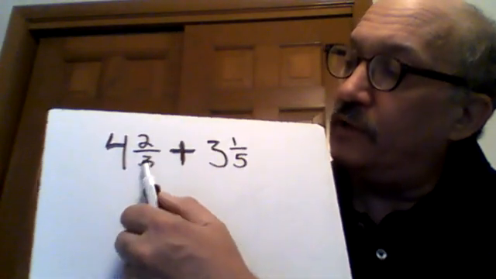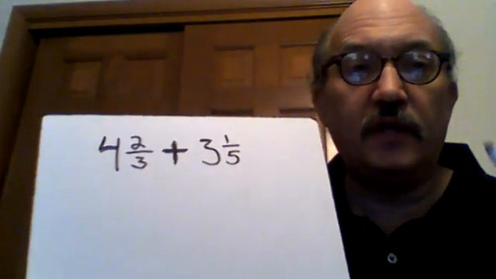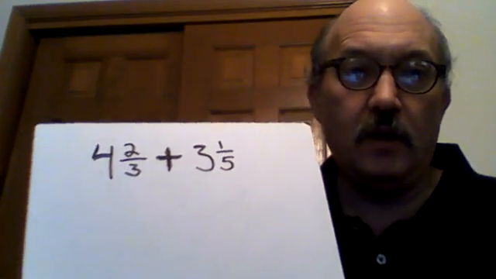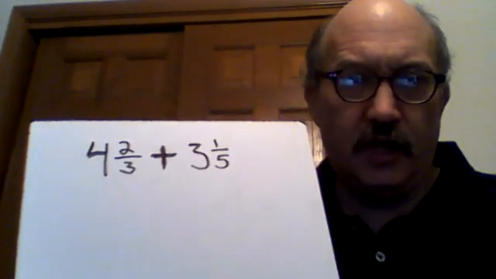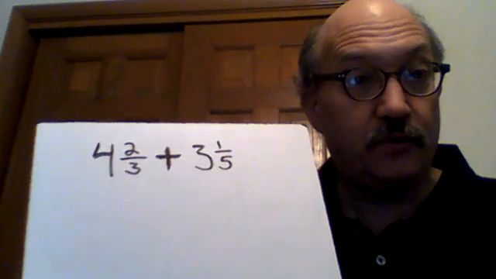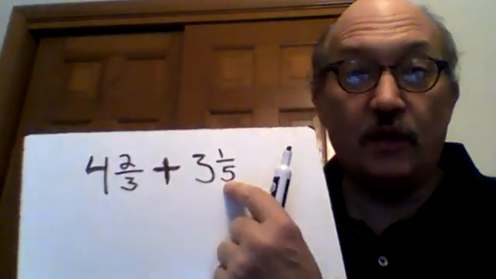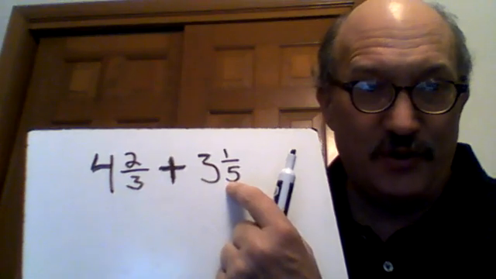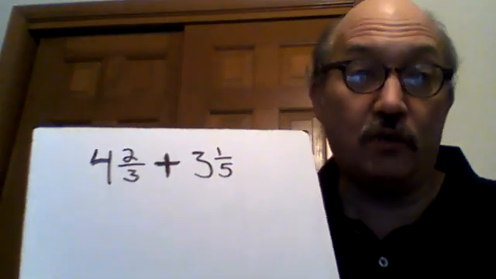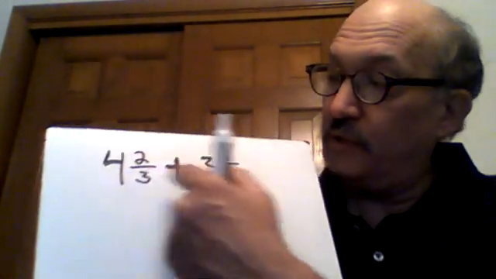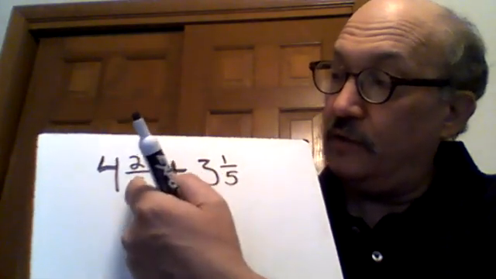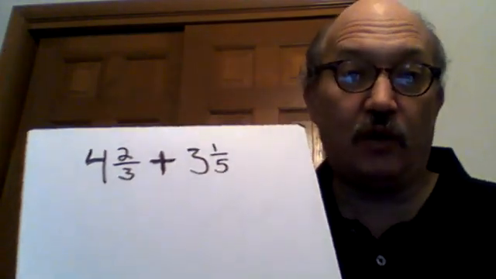You should realize that 2/3 plus 1/5 is less than 1. What do you add to 2/3 to get 1? It would be 1/3, right? 2/3 plus 1/3 is 1. You should also be comfortable with the fact that 1/5 is less than 1/3. So we're actually not going to reach 8 here. 4 plus 3 is 7, and the 2/3 plus the 1/5 is not quite 1.